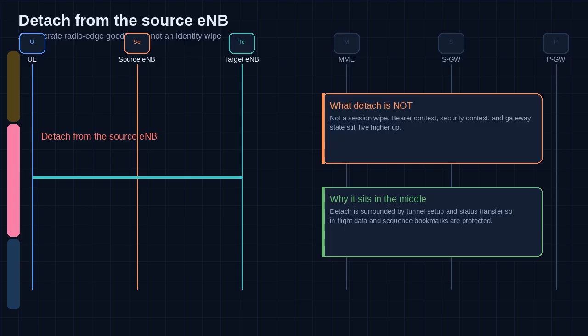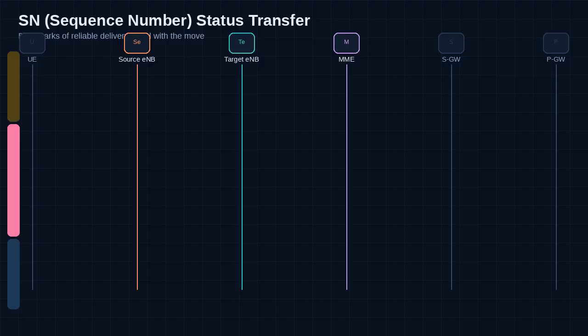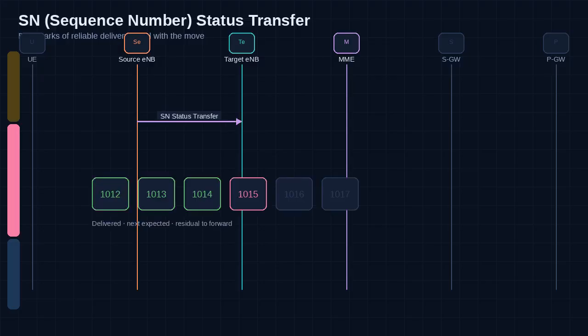Plain restatement, the source stops being the phone's radio home, on purpose, because a prepared target and a temporary data corridor are already in place. Changing the radio endpoint must not reset the story of the byte stream. That is why the diagram includes SN status transfer, sequence number status transfer, from the source side toward the target path. Sequence numbers are the bookmarks of reliable delivery.